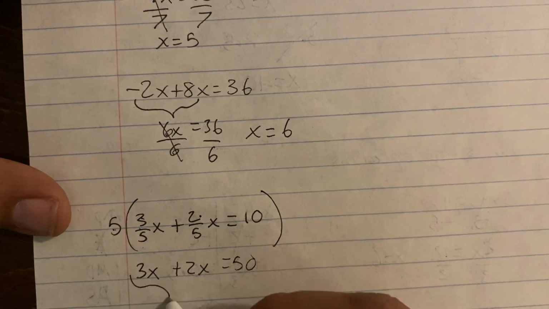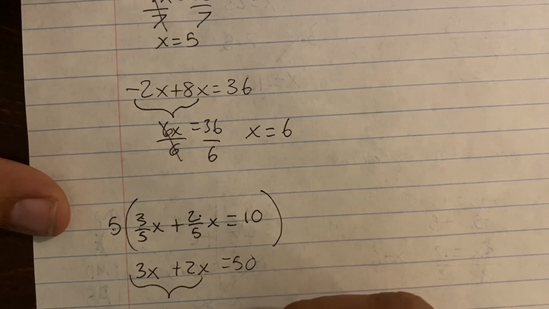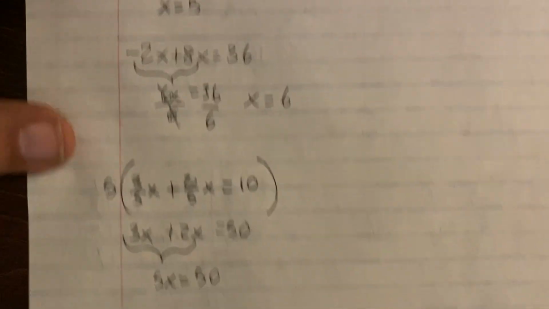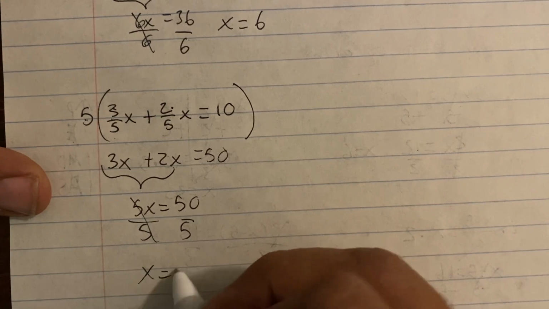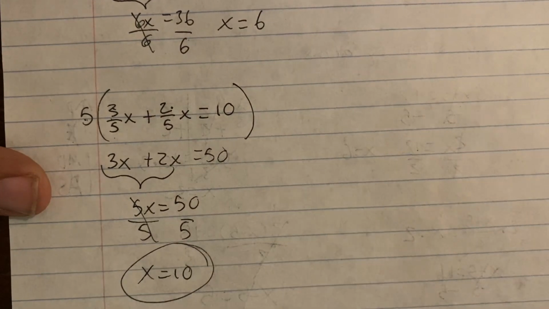So I combine like terms. I get 5x equals 50. And now divide by 5. X equals 10. And we're done.